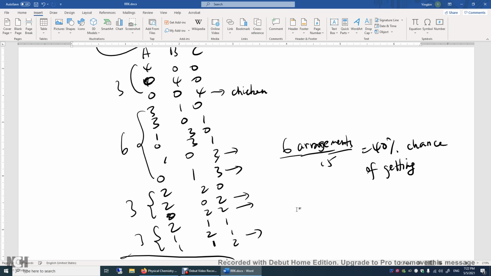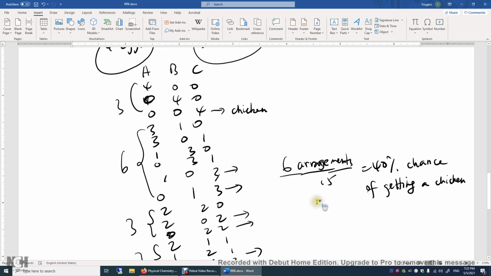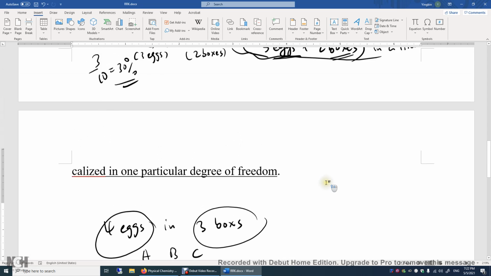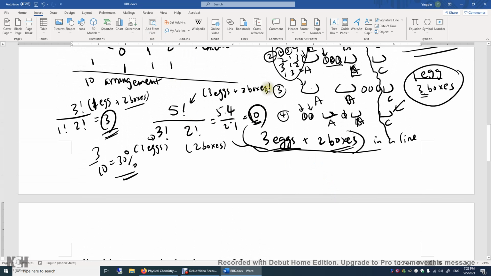More than before. It's understandable. I mean, we have more eggs. Now it's easier for box C to get 2 eggs or more. 40%. So now let's use the previous formula here, all right?